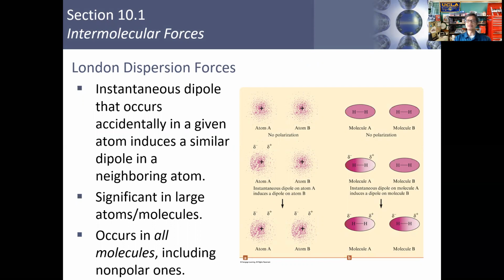So at any moment in time, you can have electrons gather on one end of the molecule, okay? And when it does, that end of the molecule will be partially negative, and the other end will be partially positive. At that moment in time, if it comes across another atom or molecule, it will induce a dipole interaction between itself and the neighboring molecule.